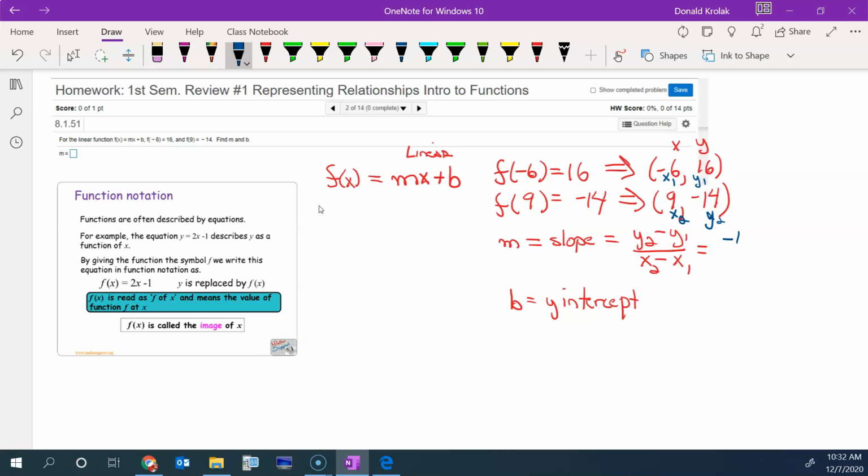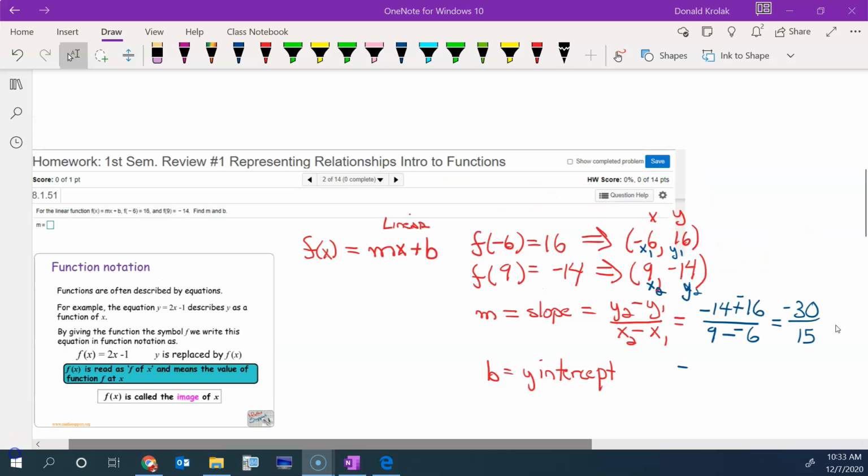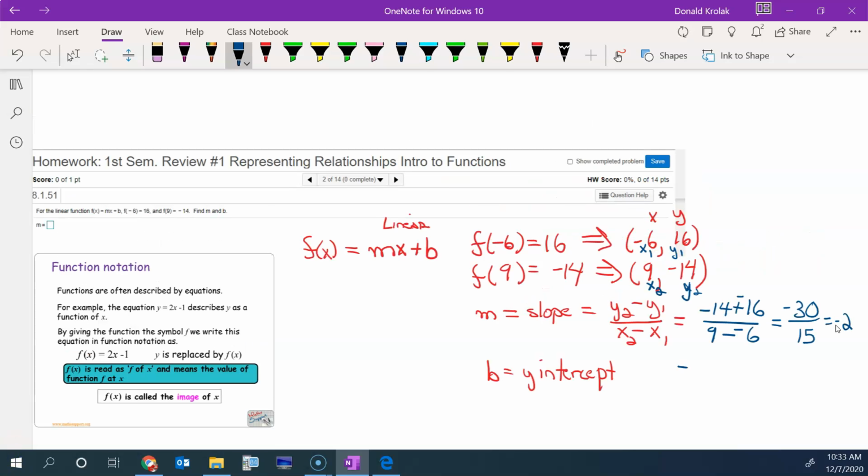So I will have -14 minus 16 divided by 9 minus -6. So that gives me -30 over 15. When I simplify that, I'm going to get -2. All right, so now I know my m, my slope, is -2. So I'm going to take out m and replace it with -2.